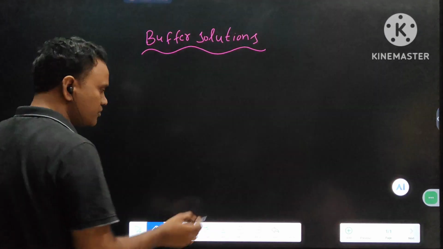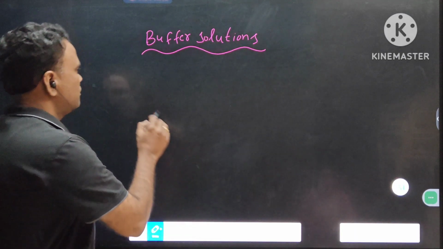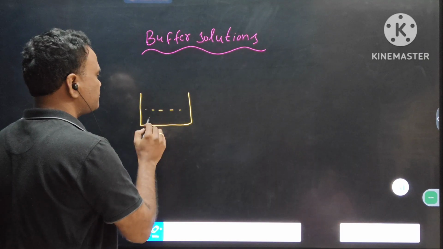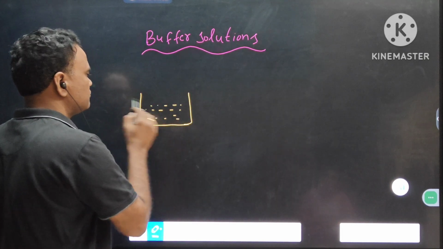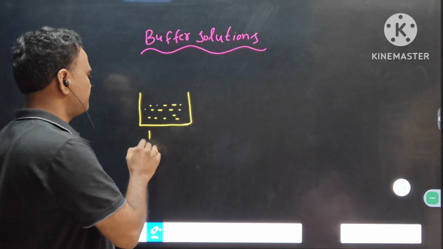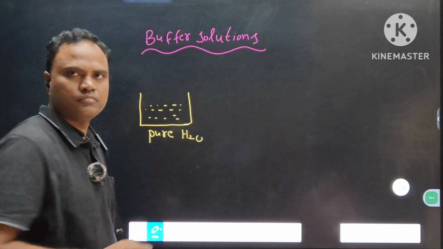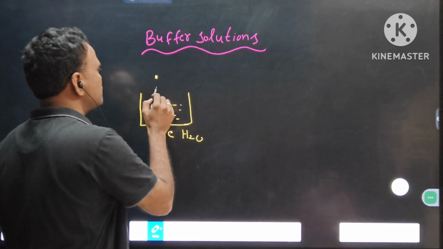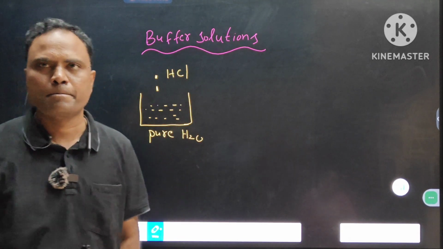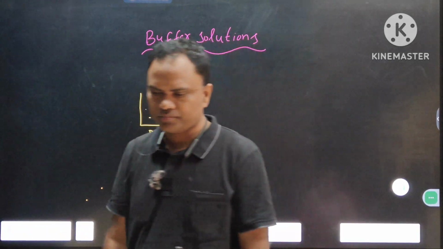Buffer solutions. Once look at this. Take pure water. Add a few drops of HCl to it. Before that, the pH of water is 7.